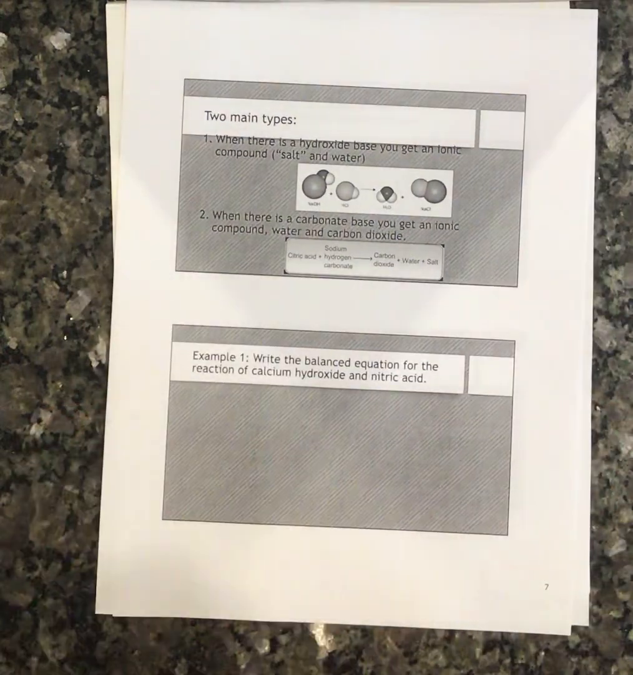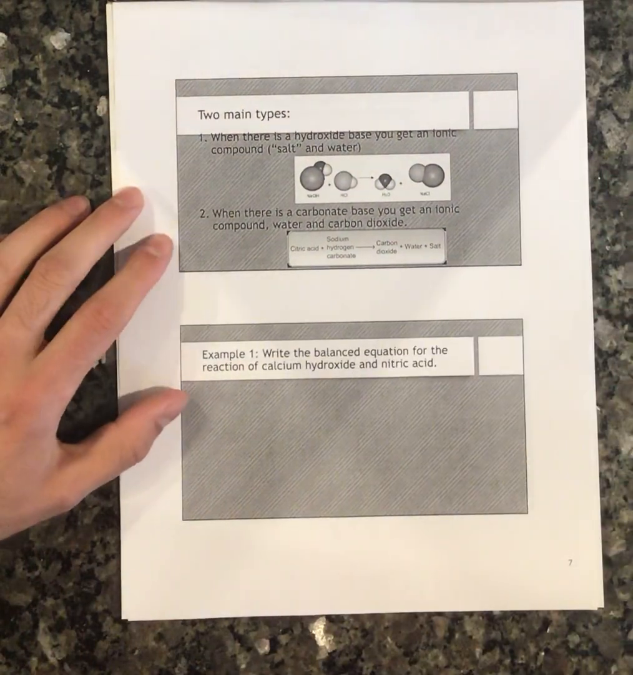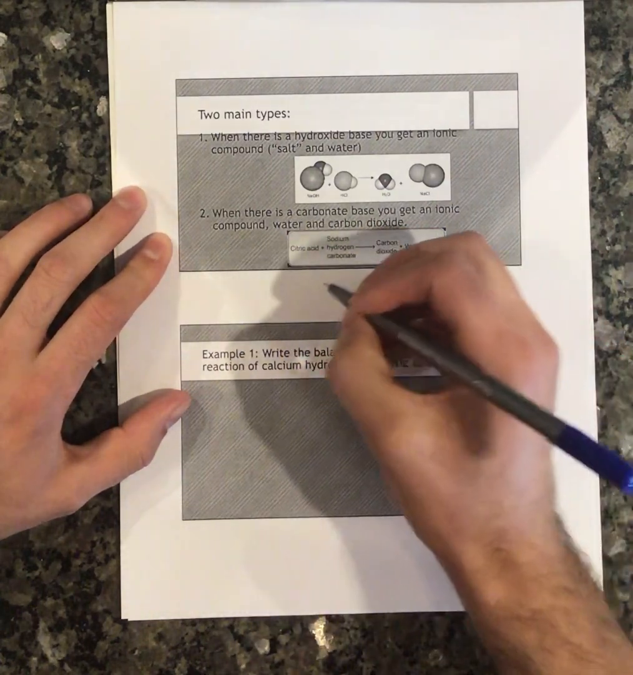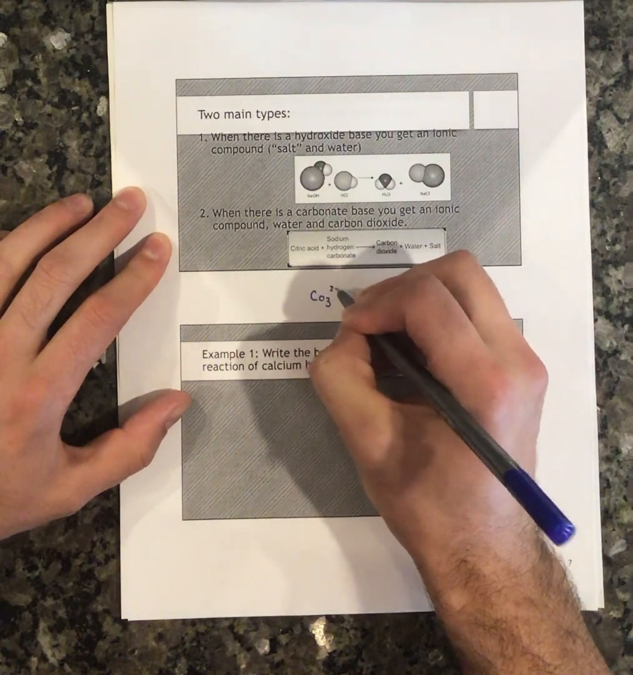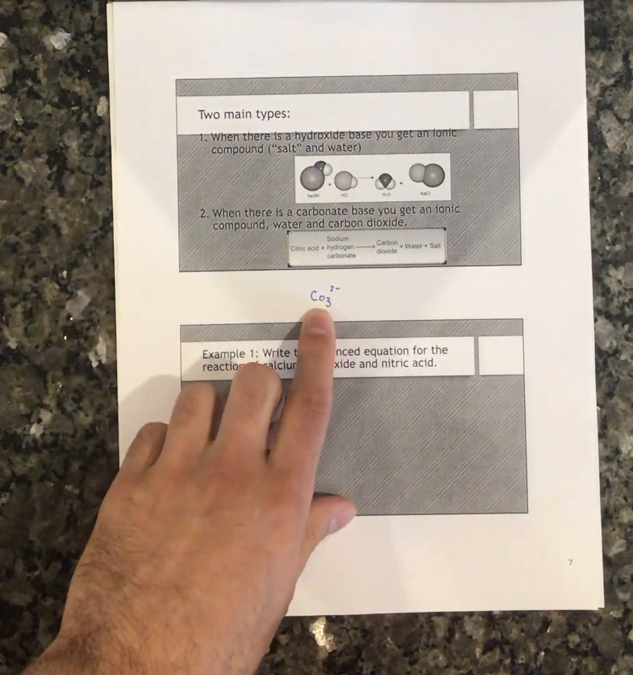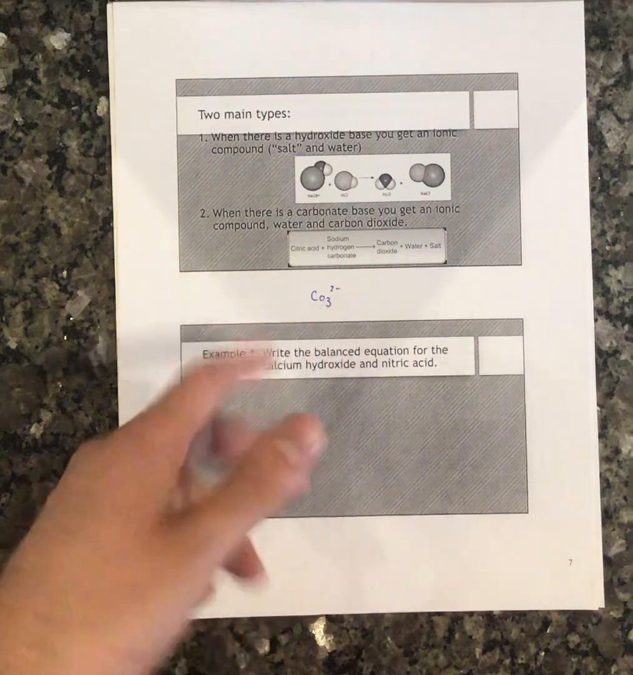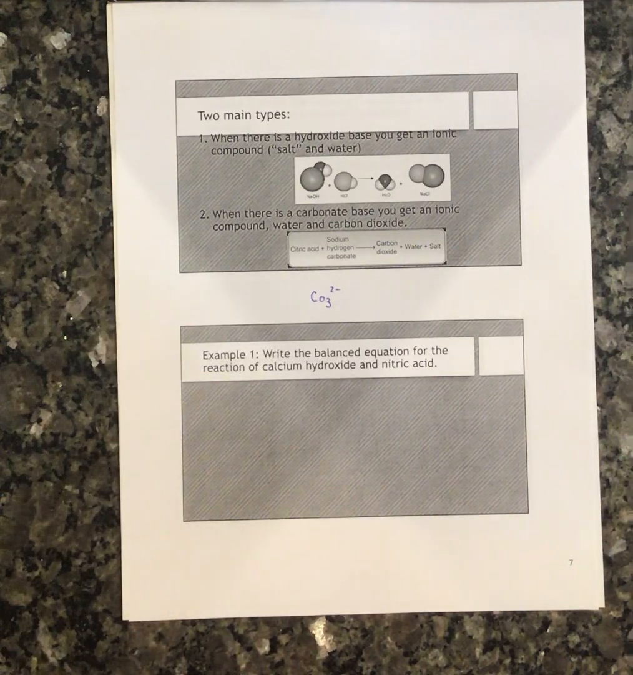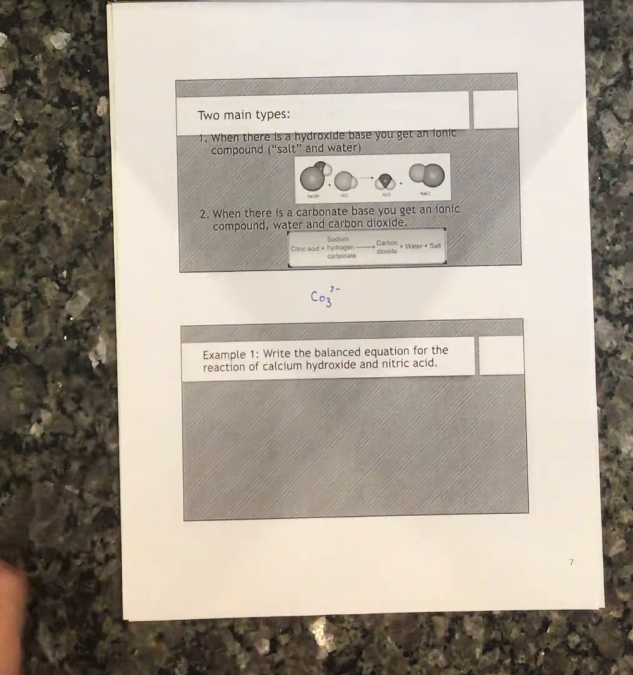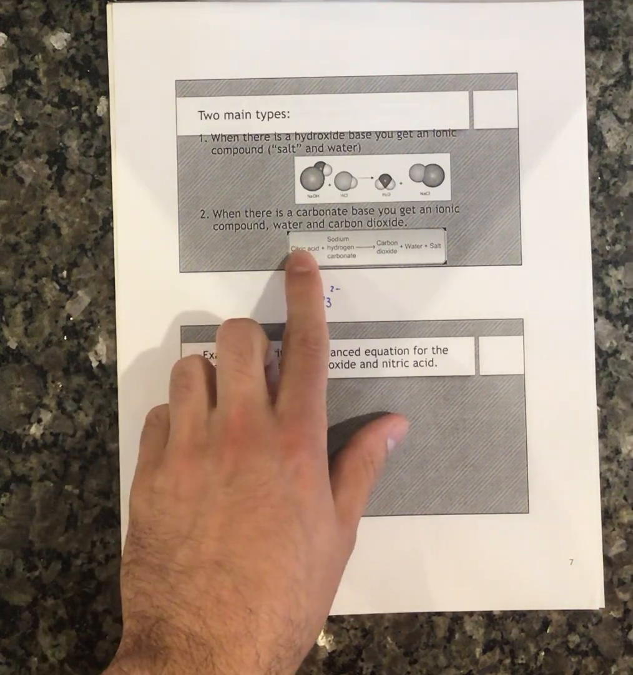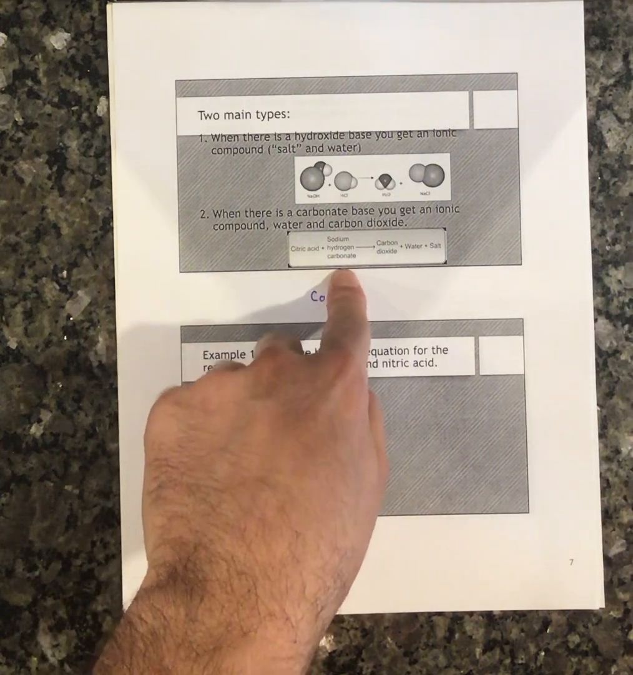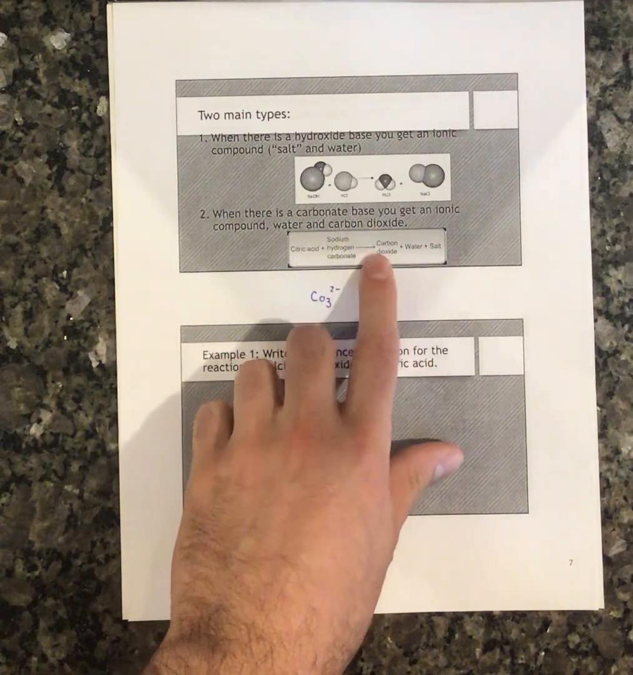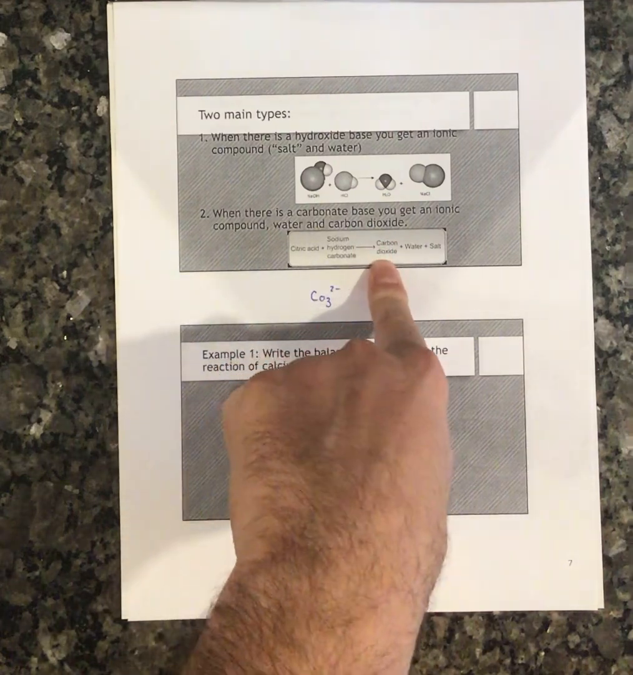Okay, now the second type is when we have a carbonate base. Carbonate is CO3 2-. So if you see a compound that has a carbonate base and it's mixing with an acid, this is what we get here. Now it's very similar to the one above. Once again, we'll have our acid, we'll have a carbonate base instead of a hydroxide base. We're going to make water, we're going to make our salt, and we're also going to be making carbon dioxide.